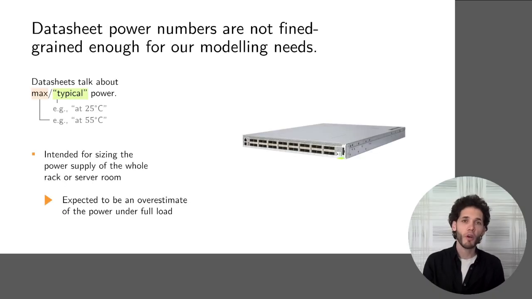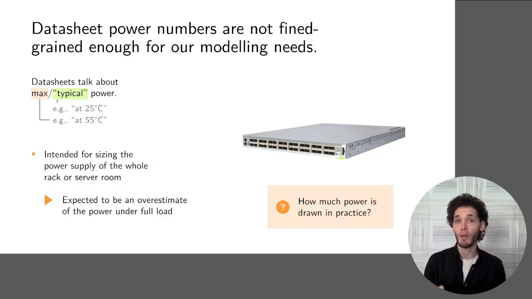The datasheet numbers are obviously not fine-grained enough for our modeling needs. In most cases, you will find 1 to 2 power numbers in the datasheet. That tells you actually very little about how much power is drawn in practice, because they are not meant to do that. What they are meant to do is give you an overestimate of the power usage so that you can properly size the power supply for your rack or your server room.